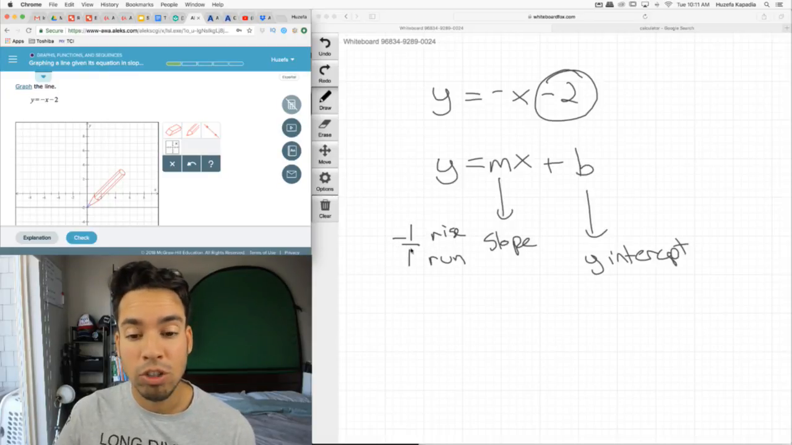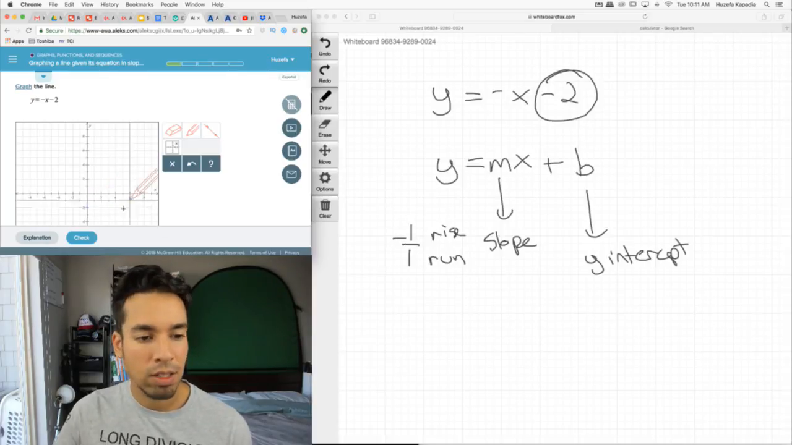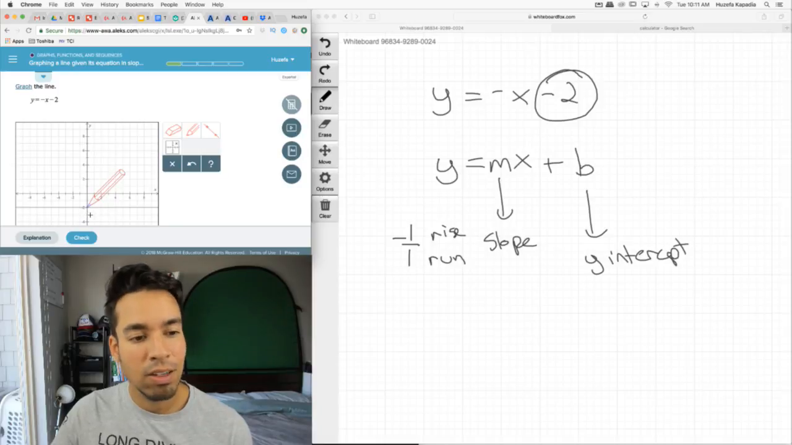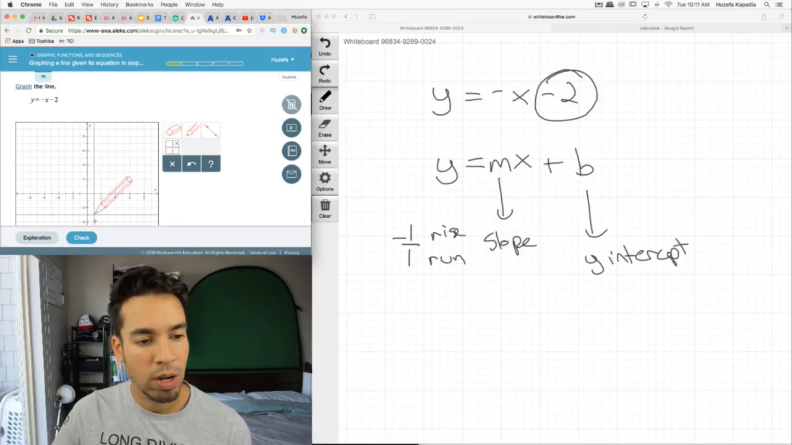Does it matter? No. You just have to apply it to one of them, because negative 1 over positive 1 is negative 1, and positive 1 over negative 1 is also negative 1. So just assign it to one of them. It doesn't matter which. Now let's apply the rise and the run. The rise is negative 1, meaning we go down 1. The run is positive 1, meaning we go right 1.